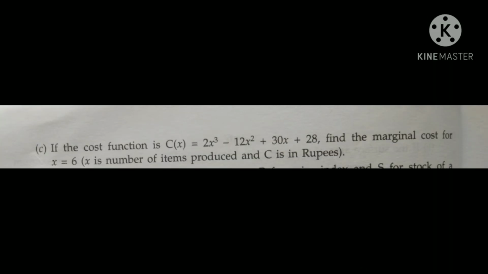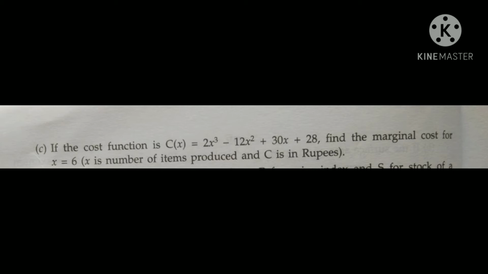Now in the next problem, the cost function is given. We have to find marginal cost, and we know that marginal cost is equal to dC by dx. The first order derivative of the cost function gives you marginal cost, and if marginal cost is given and you have to find the cost function, then you must integrate marginal cost, which gives you the cost function. So if we differentiate the cost function, you get marginal cost, and if you integrate marginal cost, you get the cost function.